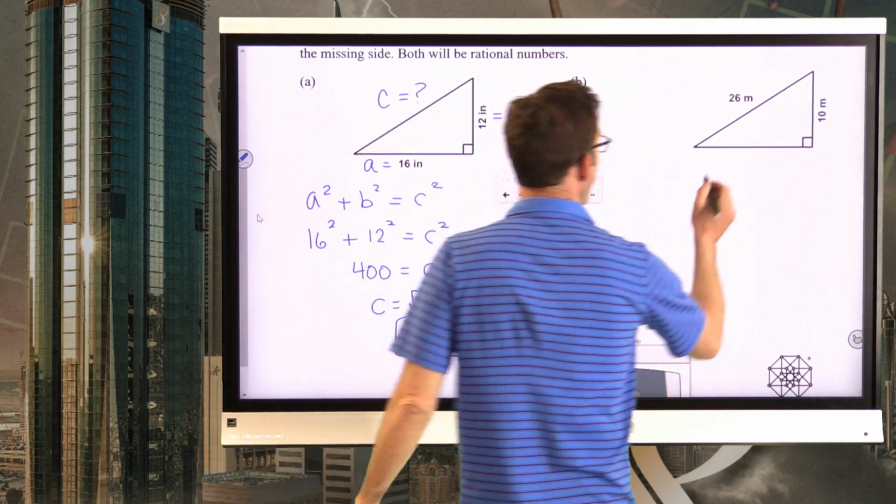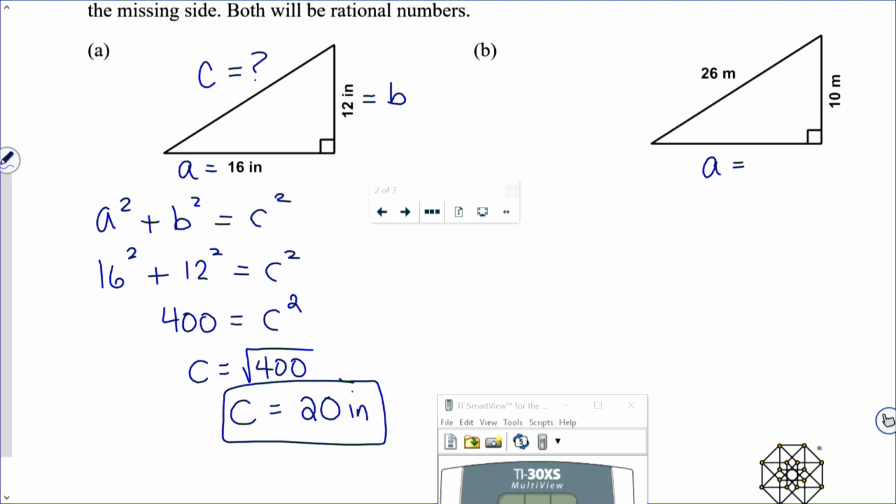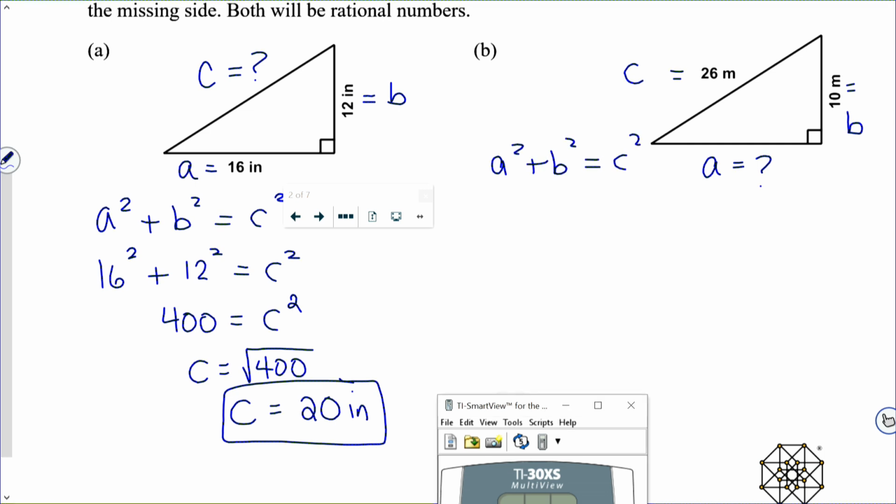Now, for me, I pretty much universally let the one that I'm looking for be equal to A if I'm looking for one of the missing leg lengths. And then my hypotenuse in this case is always C. So I'm going to have A squared plus B squared is equal to C squared. My A squared I don't know. My B squared is equal to 10. My C is equal to 26.